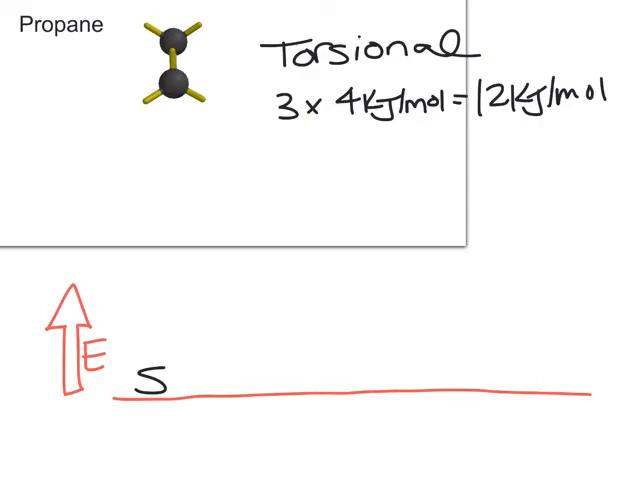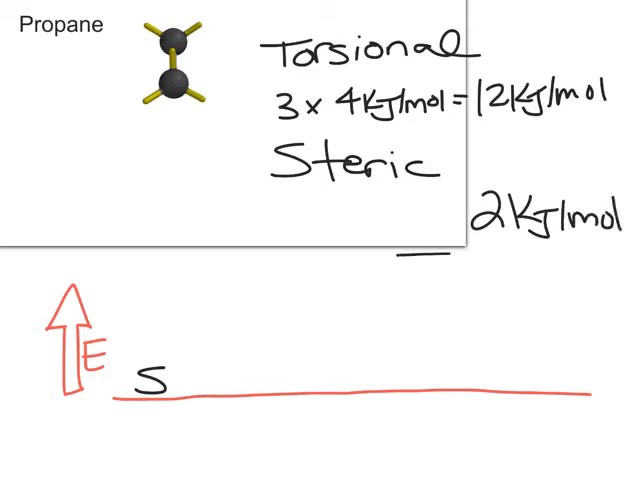What's new now is that we have some steric strain, and that's the strain between the methyl group that's in the back interacting with the hydrogen in the front. And it's actually quite a small number, but that's 2 kilojoules per mole of energy. So if we add these together, we come up with 14 kilojoules per mole.